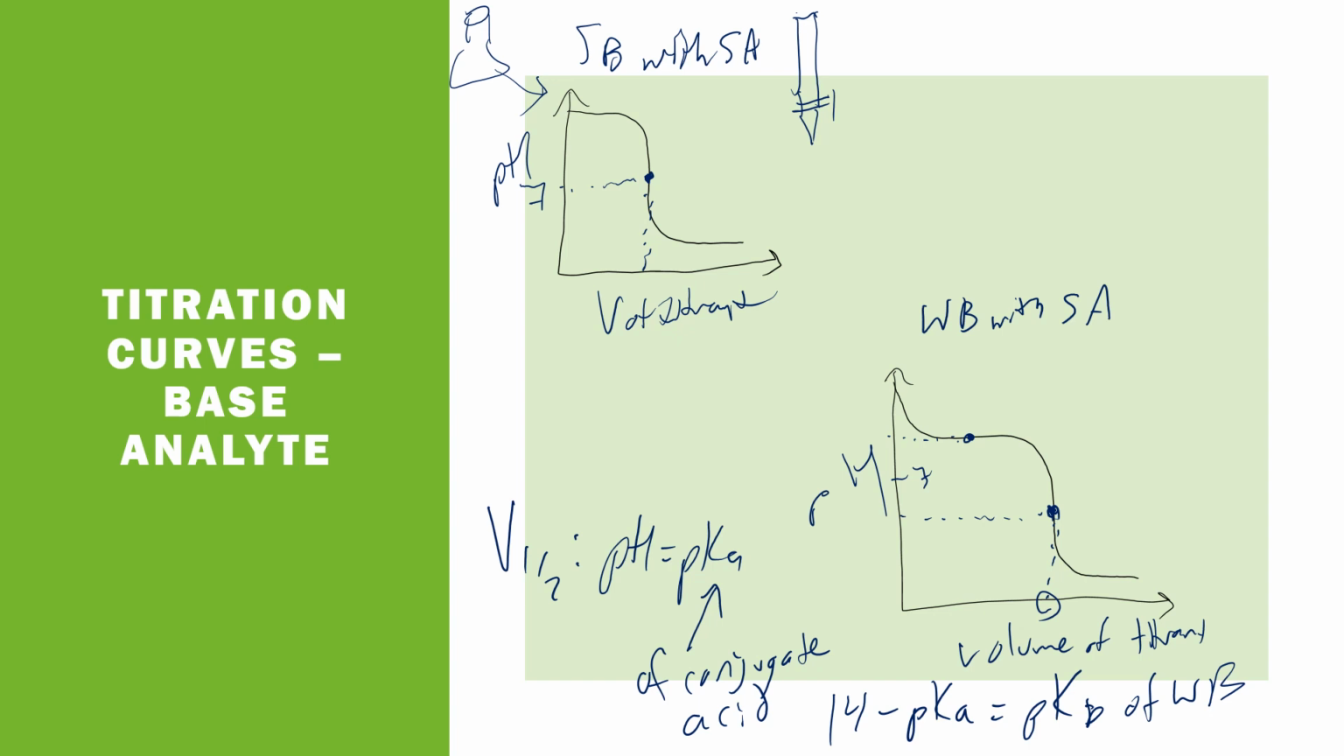And of course, notice the difference in shape between strong base with strong acid titrations and then weak base with strong acid titrations. We always use a known solution that is a strong acid or a strong base. We never use a known solution that's weak. We never titrate two weak things together. It just makes it too complicated.